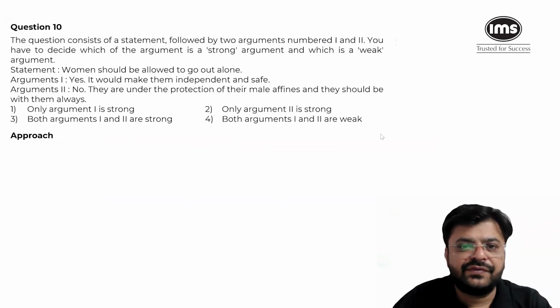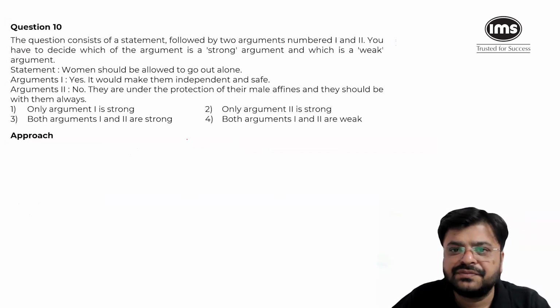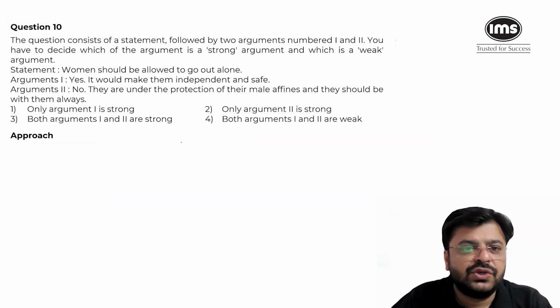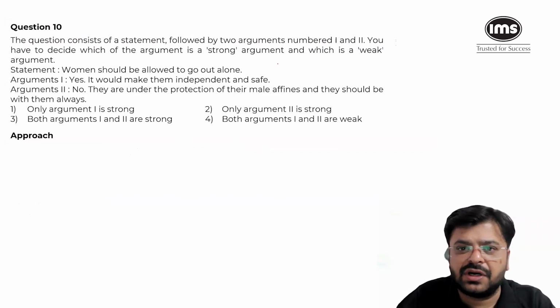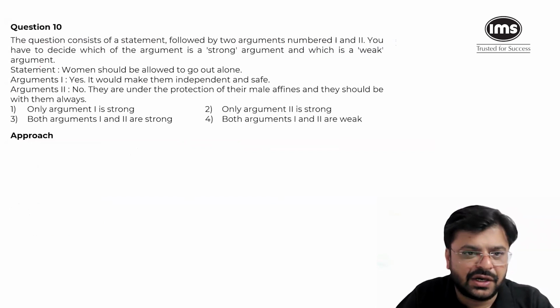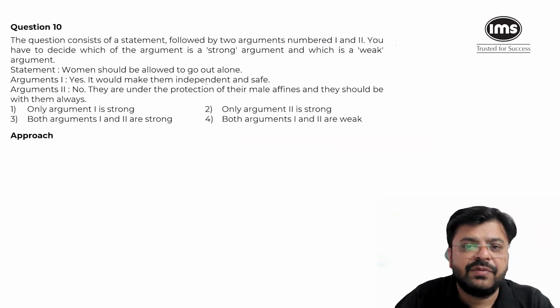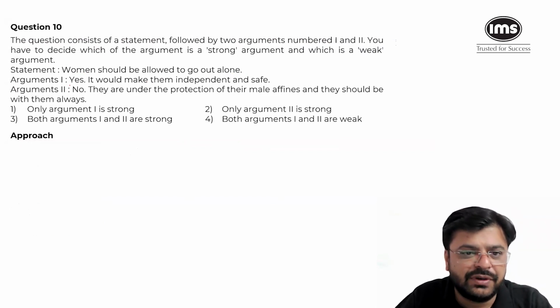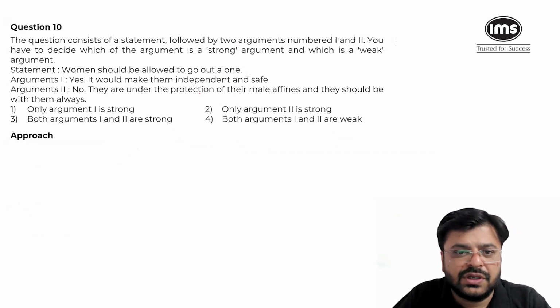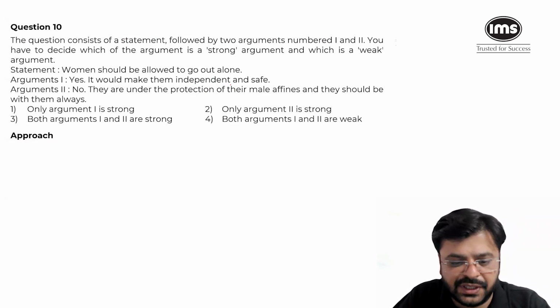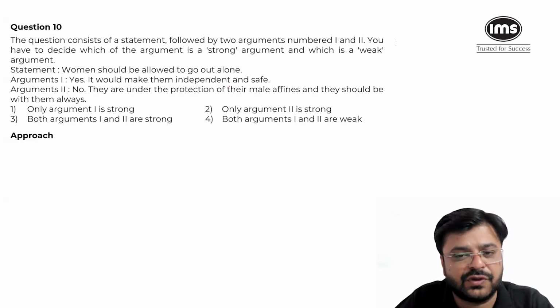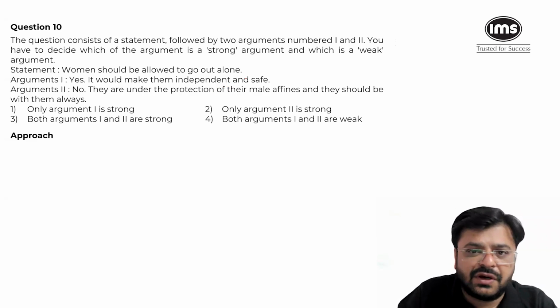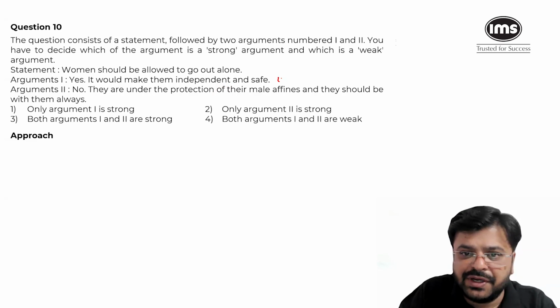The question consists of a statement followed by two arguments, number 1 and 2. You have to decide which argument is a strong argument and which is a weak argument. So the statement is, women should be allowed to go out alone. Argument 1 is, yes, it would make them independent and safe. Going out alone and being independent are two different things. So argument 1 is weak because it fails to provide probable support for the conclusion. Now, it is a weak argument.